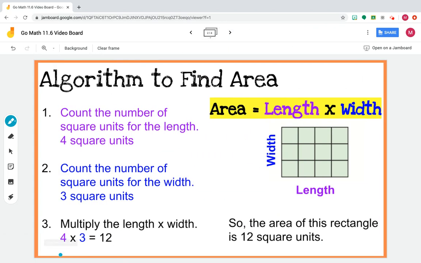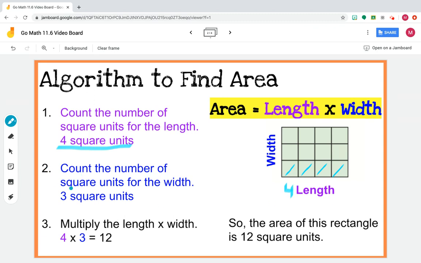We have an algorithm that we can follow to find the area. And the algorithm is length times width. And the steps we take are, first, we count the number of square units for the length. So here, if I count 1, 2, 3, 4, my length is 4 square units, and I'll write a 4 right here.